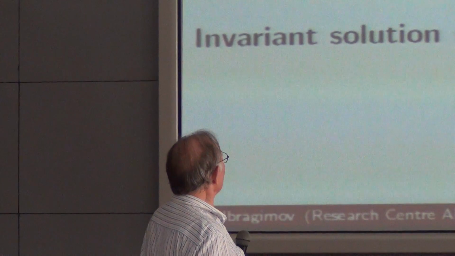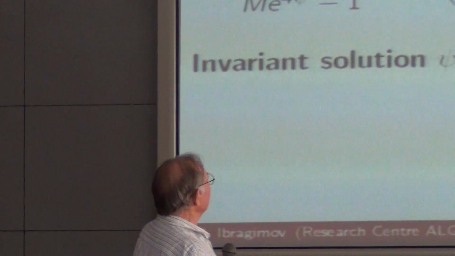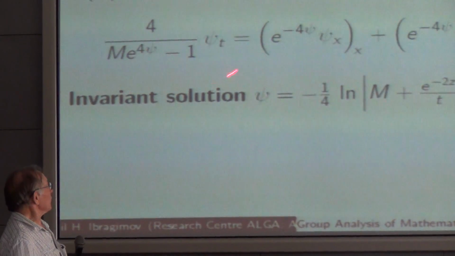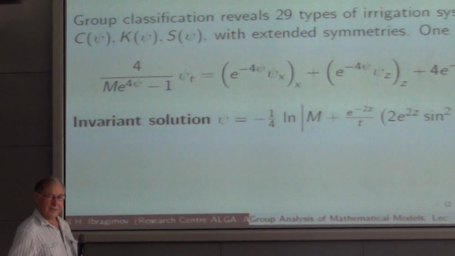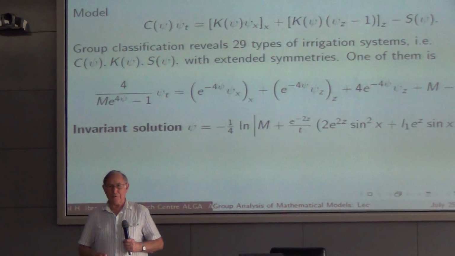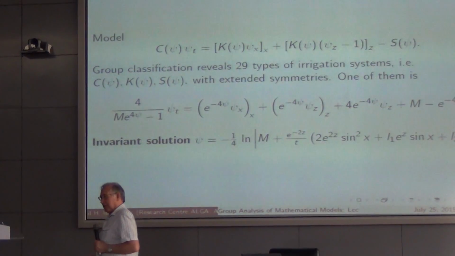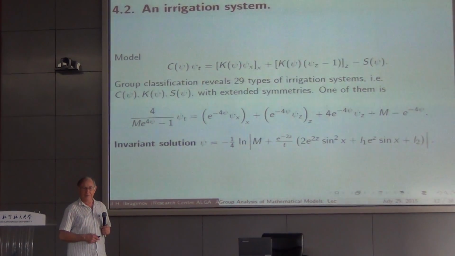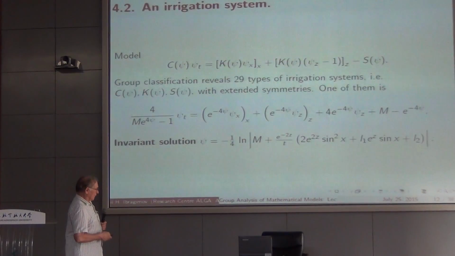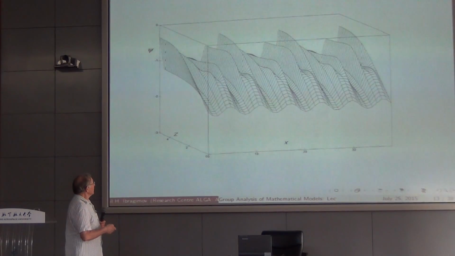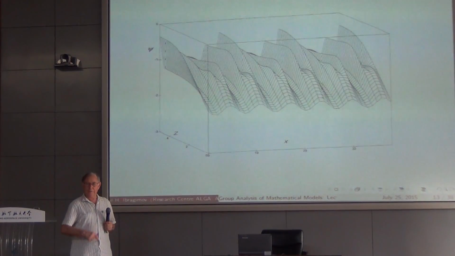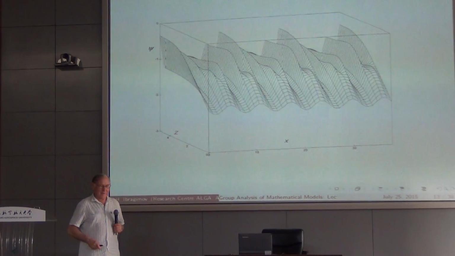So for one of them, which is based on two fixed symmetries, we found an invariant solution. Without the group property, you cannot even see this kind of solution in your dream. It's very complicated, but the picture of the solution is very nice and gives some interesting ideas: where more water, where less water.